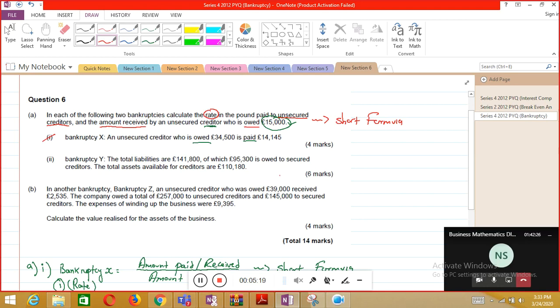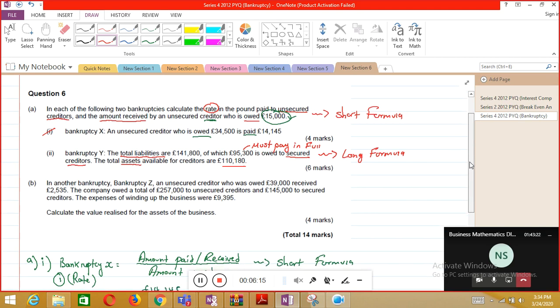Let's go for A2 now. Bankruptcy Y. The total liabilities are 141,800, of which 95,300 is owed to the secured creditor. Now remember, when it comes to secured creditors, they must be paid in full. Then total assets available for creditors are 110,180. So over here we're going to use the long formula. How do I know when I should use the long formula? Very simple. Whenever they give you the asset information, you have to use the long formula, because in the short formula we don't have the asset information.